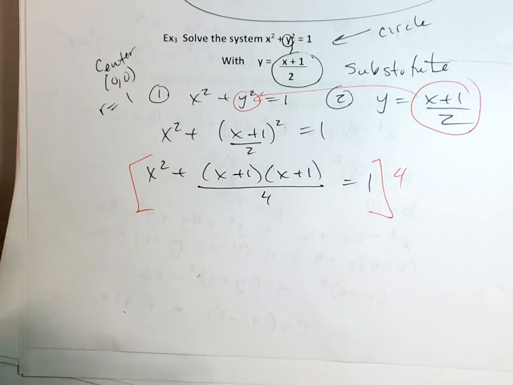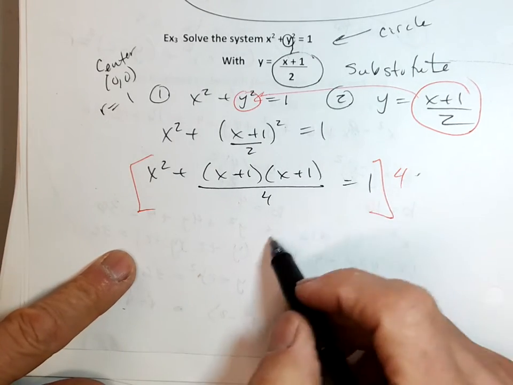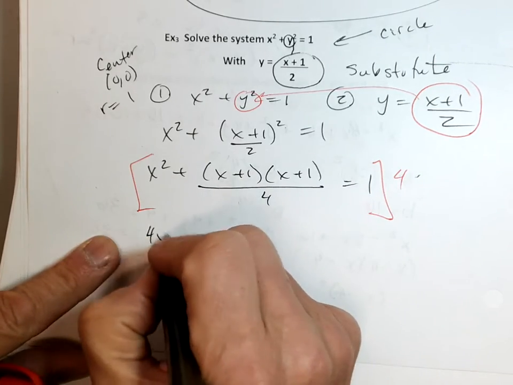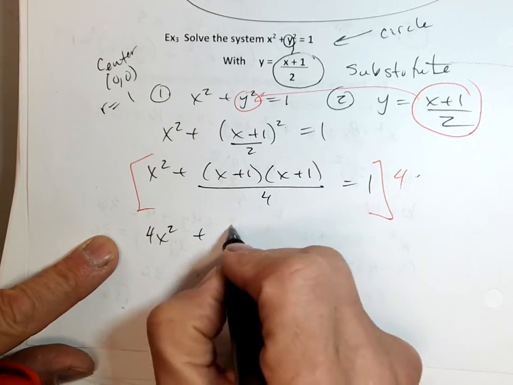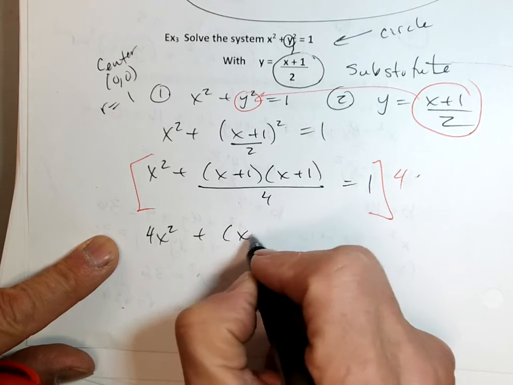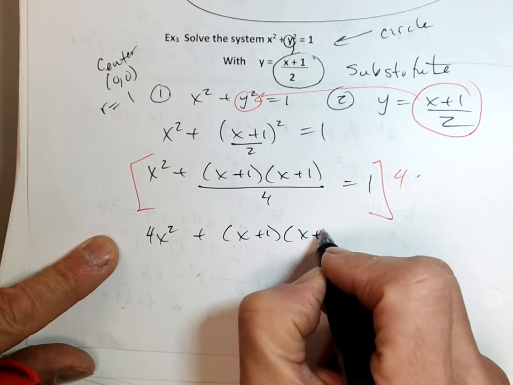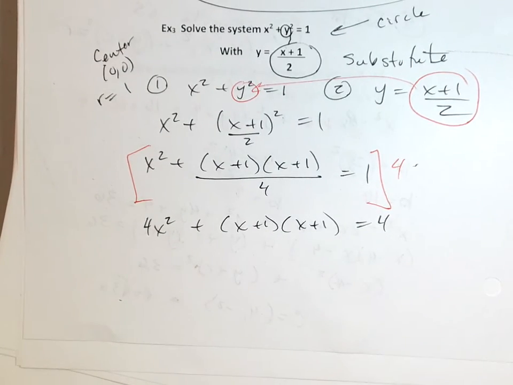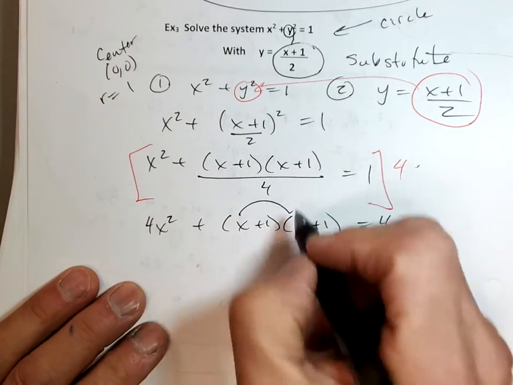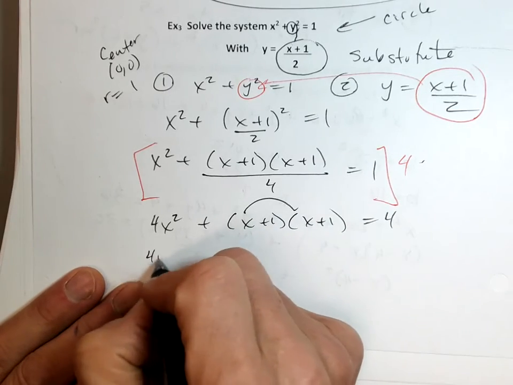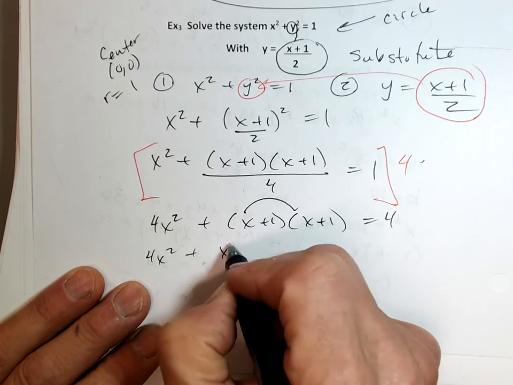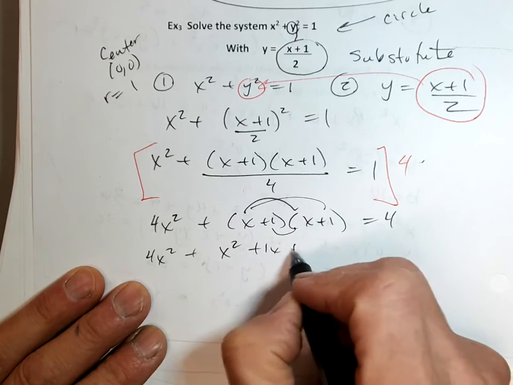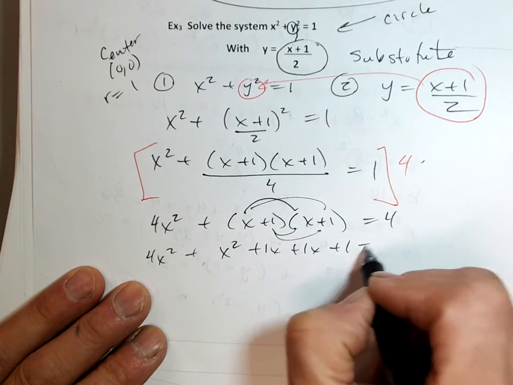So let's multiply everything by 4. This is going to get rid of my fraction. That's why I'm doing this step, because I would prefer not to have a fraction. 4x squared plus... and I can FOIL this. I will FOIL this in a second. I multiply by 4 to get rid of the fraction. Now I'm going to FOIL this: 4x squared plus x squared plus 1x plus another 1x plus 1 equals 4.